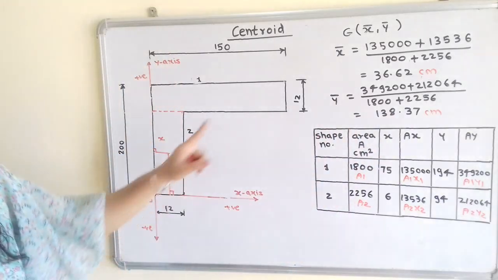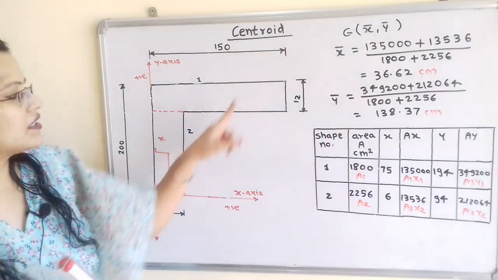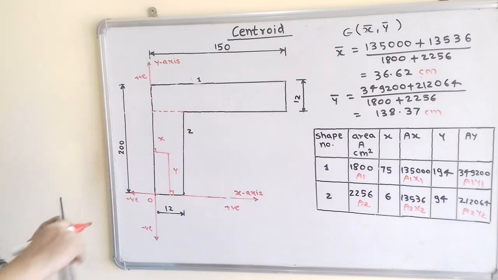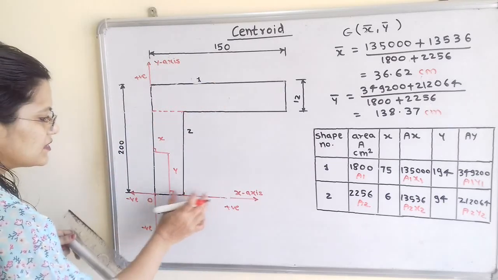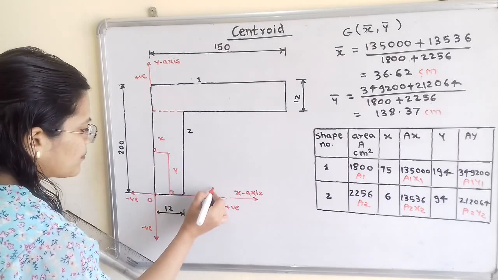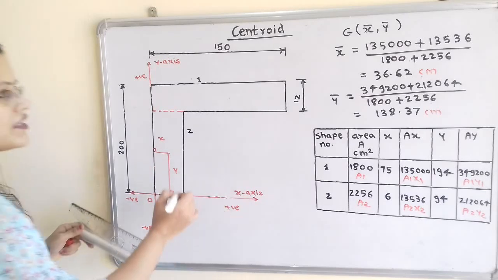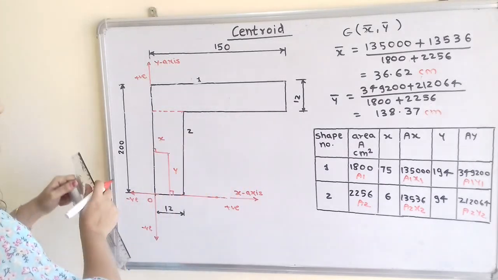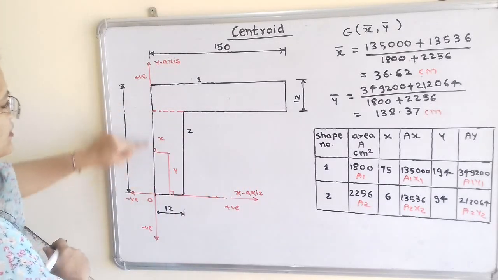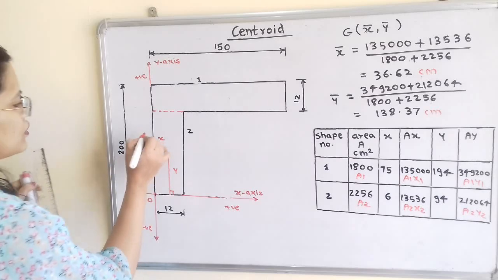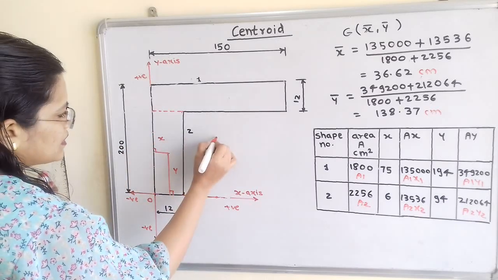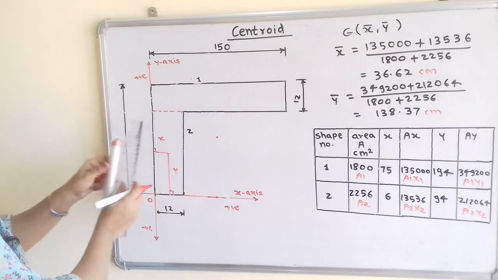Now we will locate this G in the diagram. So here x bar is 36.62. So here this distance is 12. So we have to take approximate here. This is the 36.62 centimeter and then 138.37. So this remaining distance is 188. So we have to select 138. So it may be here. So intersection point we have to show.